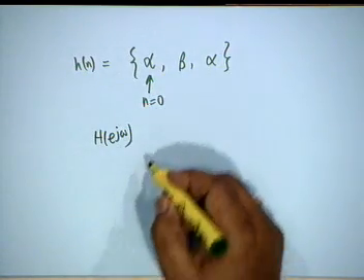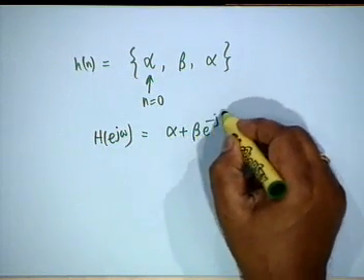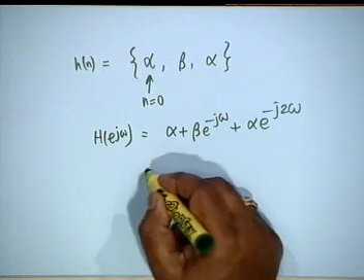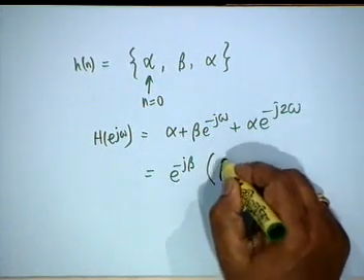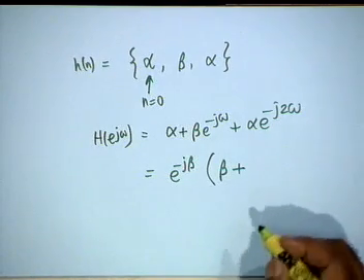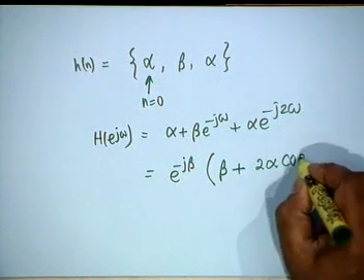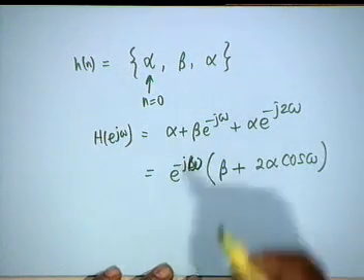Therefore, capital H of e to the j omega, the Fourier transform of this, I can very easily write as alpha plus beta e to the minus j omega plus alpha e to the minus j 2 omega, which if I take e to the minus j omega out becomes beta plus twice alpha cosine of omega. Agreed? Is that okay? E to the minus j omega, not beta.